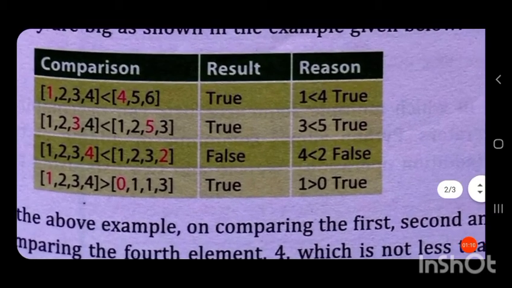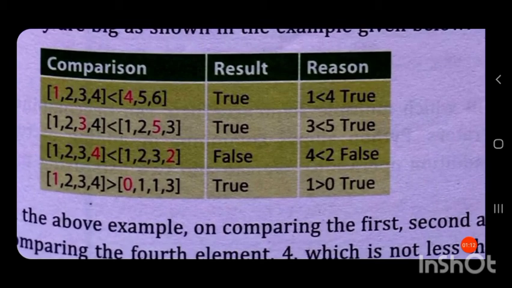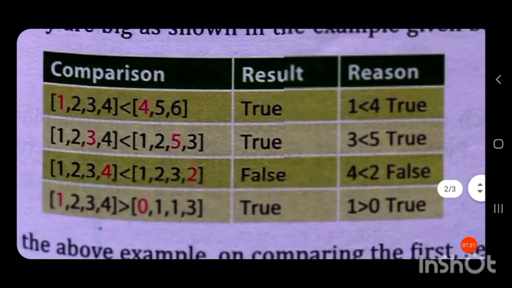Now the next example, 1, 2, 3, 4 less than 1, 2, 3, 2. Now the first three elements are same. So it will check whether the last element, that is 4 less than 2. 4 is not less than 2. So it will return false.